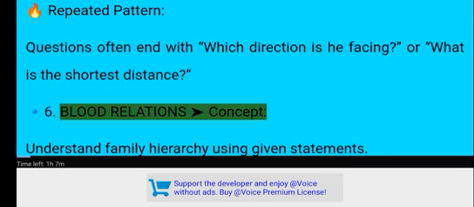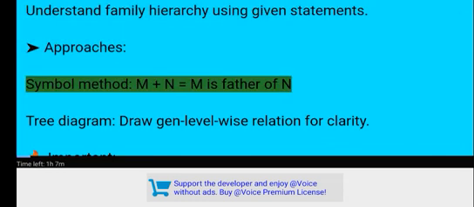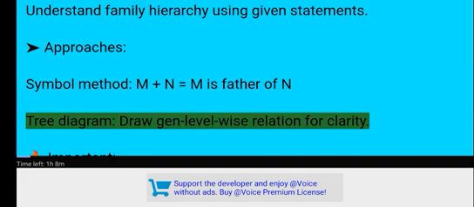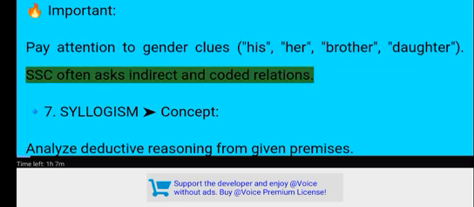Point 6: Blood relations concept. Understand family hierarchy using given statements. Approaches: symbol method, M plus N equals M is father of N. Tree diagram, draw a generation-level-wise relation for clarity. Important: pay attention to gender clues, his, her, brother, daughter. SSC often asks indirect and coded relations.